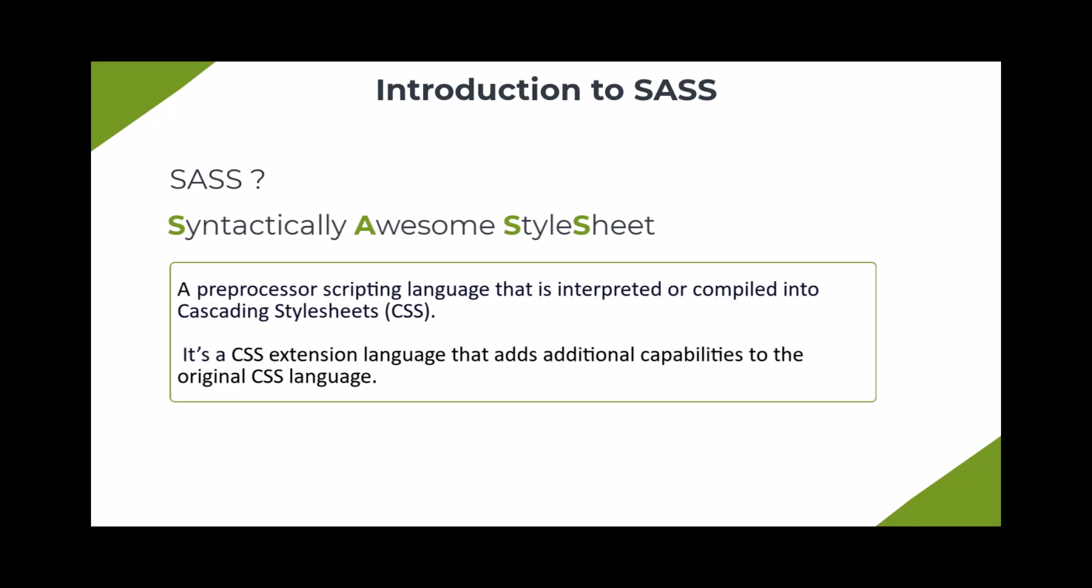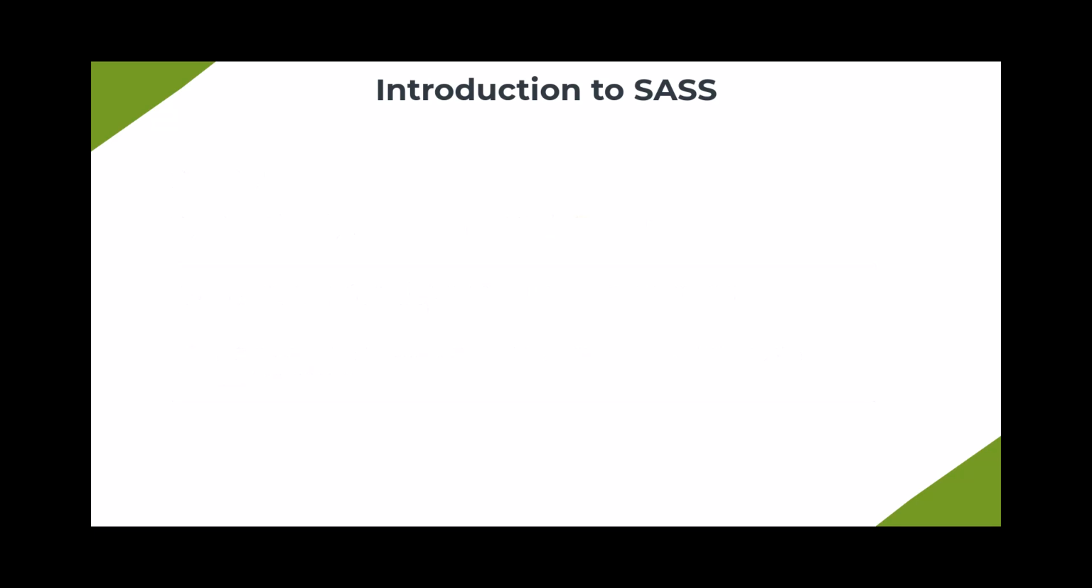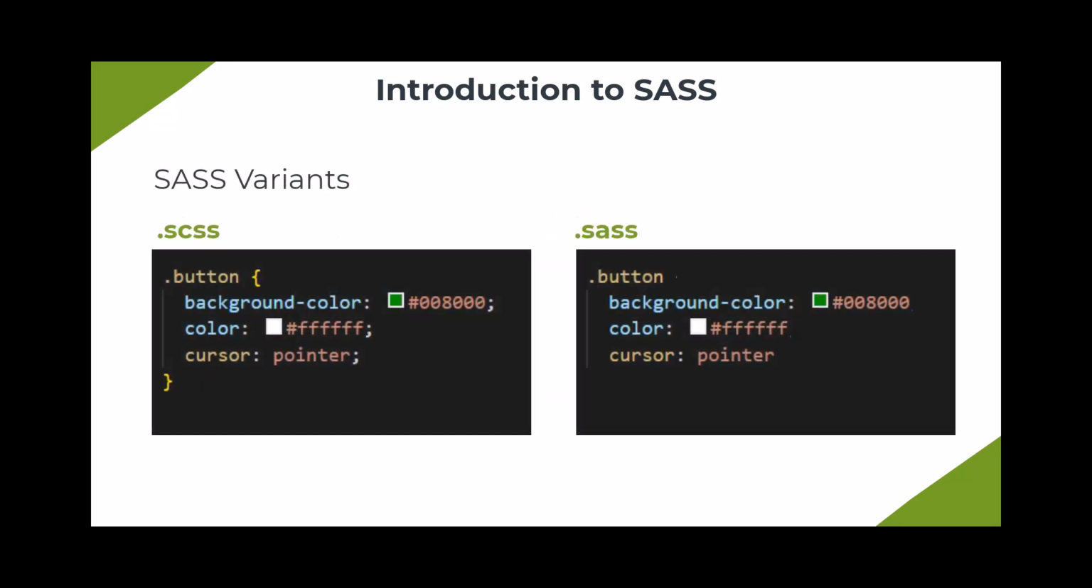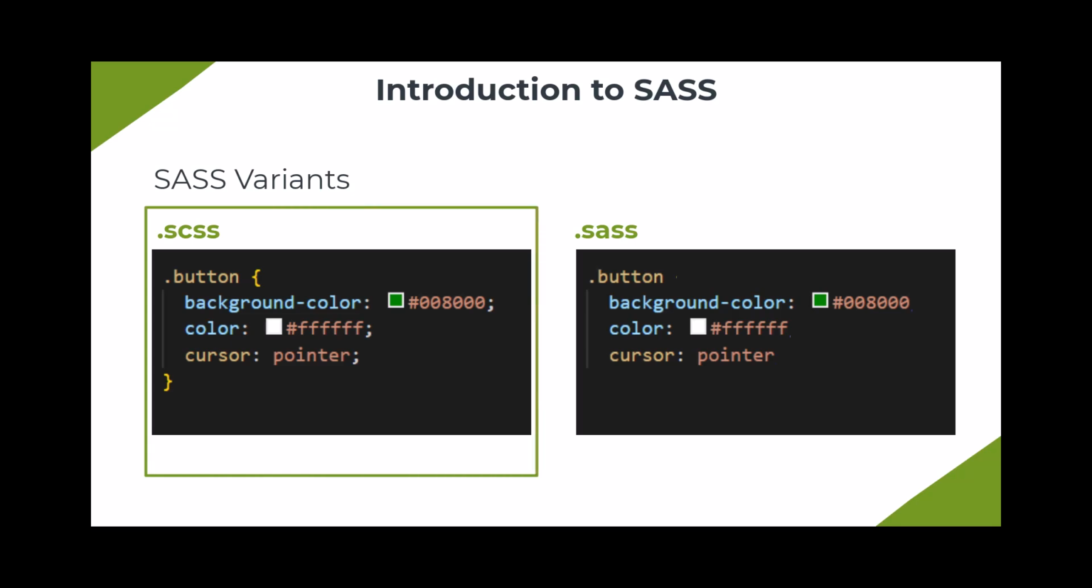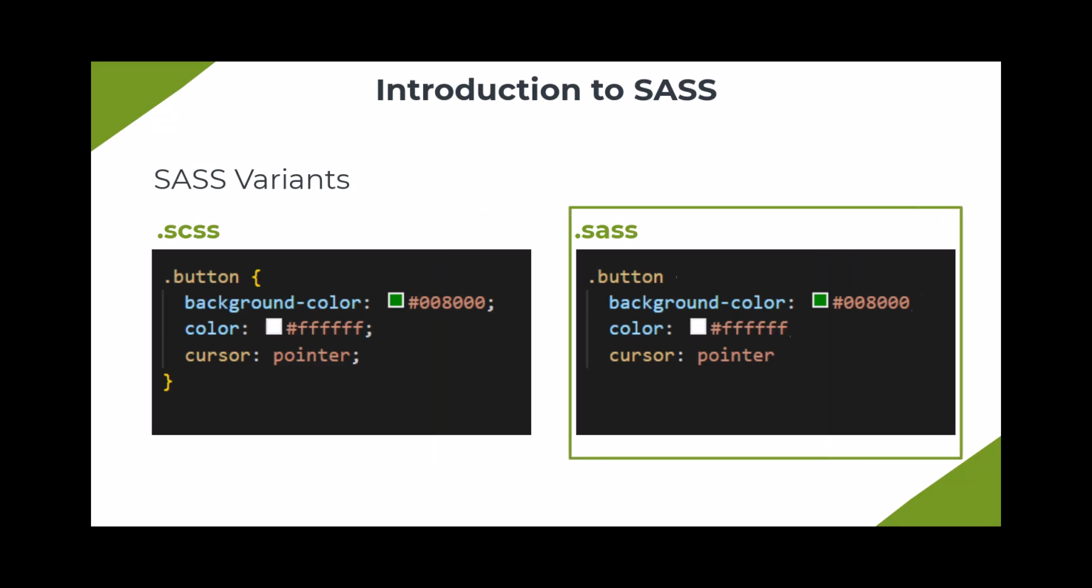There are two possible ways we can write Sass code. One, there's the SCSS or Sassy CSS approach, which takes the extension .scss. Two, there is the Sass approach, which has the extension .sass, just after the language.